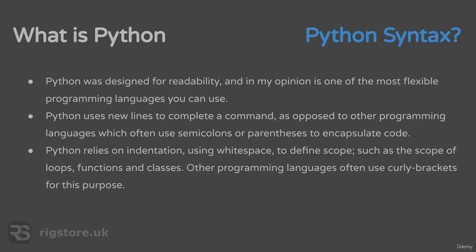Python uses new lines to complete a command, as opposed to other programming languages, which often use semicolons or parentheses to encapsulate code. Python relies on indentation, using whitespace to define scope, such as the scope of loops, functions, and classes. Other programming languages often use curly brackets for this purpose.